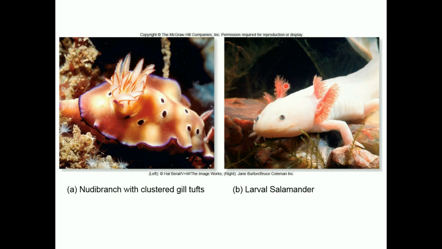On the right-hand side, we see a larval salamander. So this is a vertebrate that also has these external gills, almost on its throat and the back, that would be the neck, right? And we can see that these are feathery structures here as well, and these feathery subdivisions are obviously there to increase surface area.